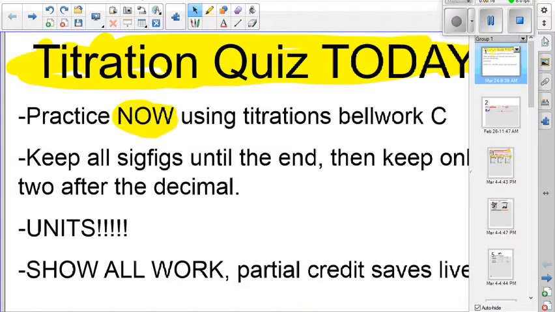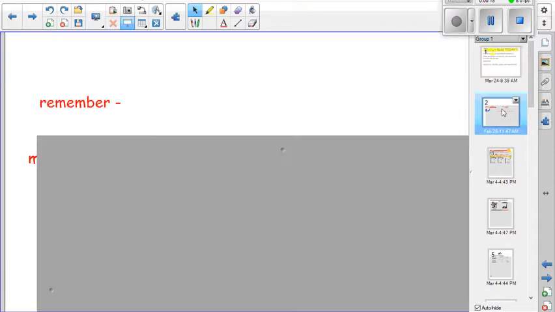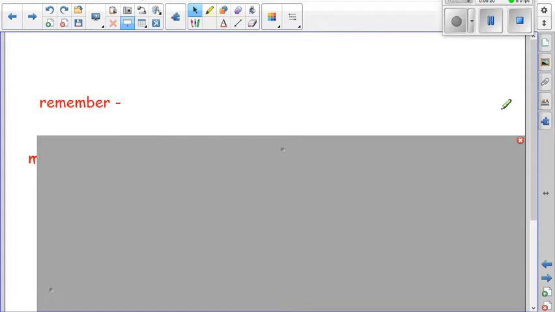Now, before we get to that, you don't have to write anything down on this slide. I want to go over a couple of reminders. So the pencil can be down right now, just reminding you of a couple of things.